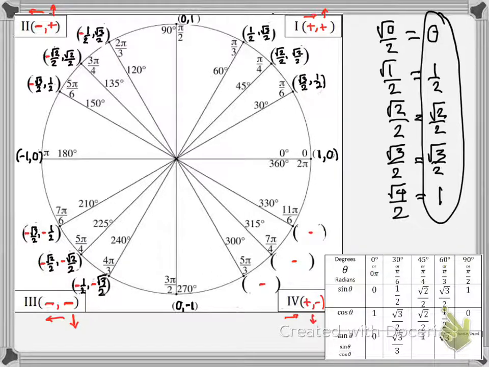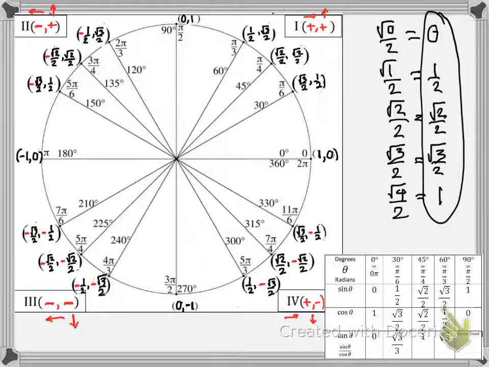Let's look at quadrant 4. Looks like I start with 0 on the x's at the bottom, so it's going to go 0, 1/2, root 2 over 2, root 3 over 2, back to 1. My y's are going to start with a 0 right here, so 0, 1/2, root 2 over 2, root 3 over 2, and back to 1. There's all my coordinates. That's a different way to do it without using the 30-60-90 triangles.